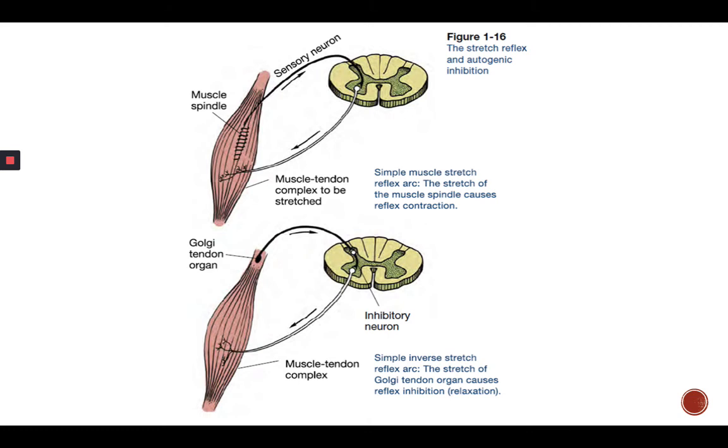by the afferent neuron, it comes and directly helps our muscle to take away from there. So the simple muscle stretch reflex is where the stretch of the muscle spindle causes reflex contraction, and the simple inverse stretch reflex is where the stretch of the Golgi tendon organ causes reflex inhibition. That's how the reflex arc actually works here.